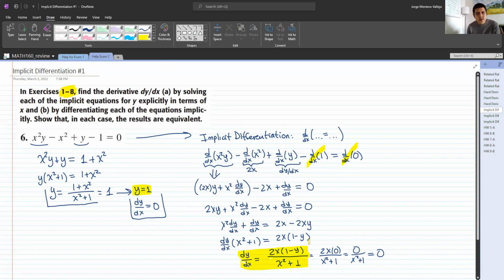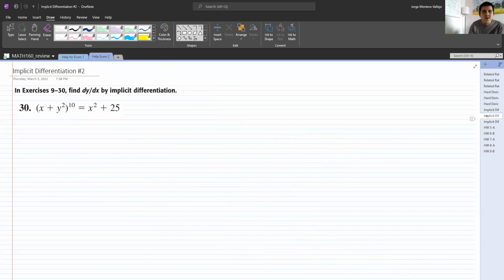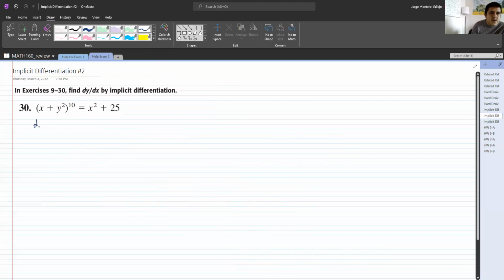Okay, all right. So that's it for the first implicit differentiation problem. The second one is just regular implicit differentiation. So let's just go ahead and do d/dx of everything. So d/dx of (x plus y squared) raised to the 10th power, and then d/dx of x squared plus 25. Well, this could actually just be d/dx of x squared and then plus d/dx of 25.